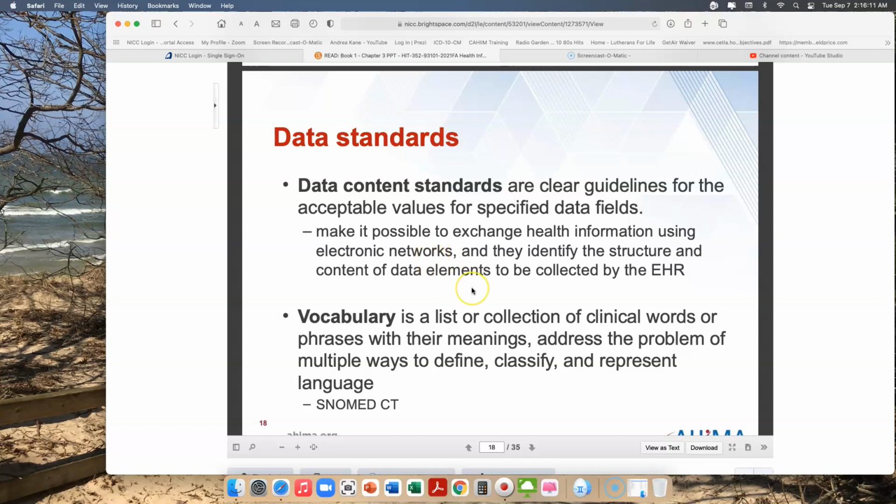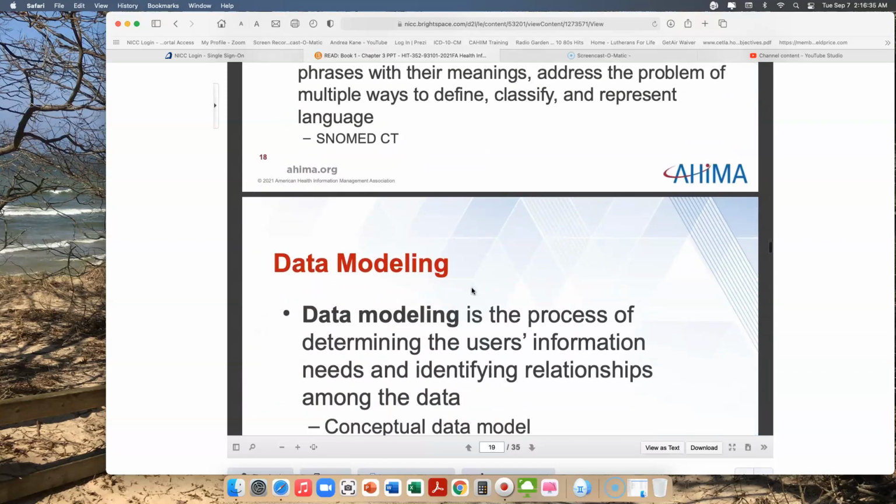Vocabulary is a list or collection of clinical words or phrases with their meanings. They address the problem of multiple ways to define, classify, and represent language. A good example of a vocabulary is SNOMED CT. And your book will talk about SNOMED CT, and we will a couple more times this semester in this class. But feel free to look up SNOMED CT and learn more about it.